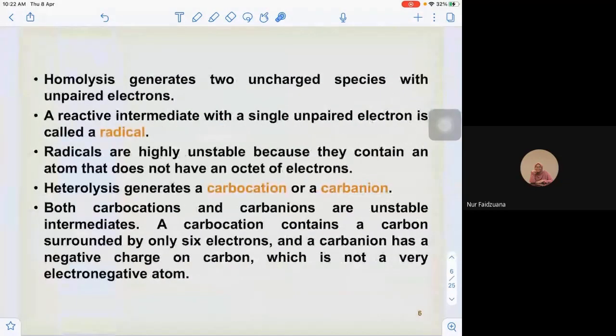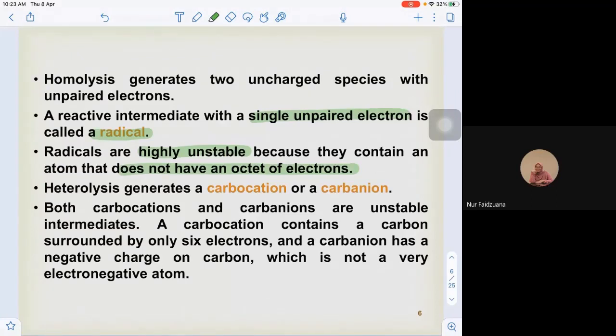This is just a repetition. Homolysis will produce uncharged species with unpaired electrons, a single electron that has no pair. This product is known as a radical. This single unpaired electron is called a radical. These radicals are highly unstable because the atom does not have an octet configuration. An atom that does not achieve an octet is unstable when it has a single electron.